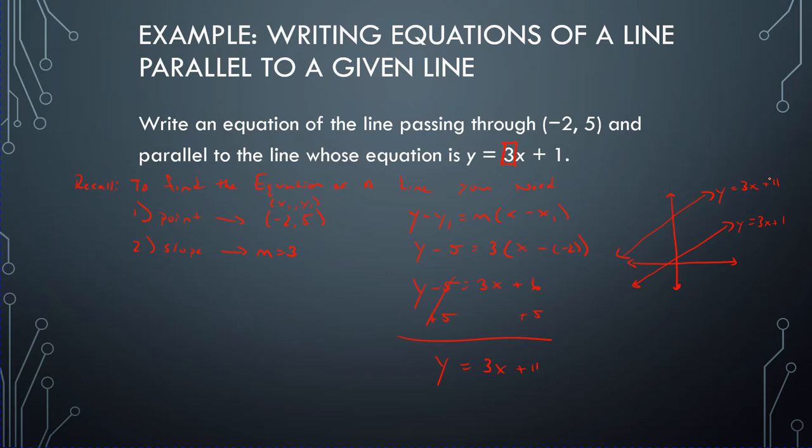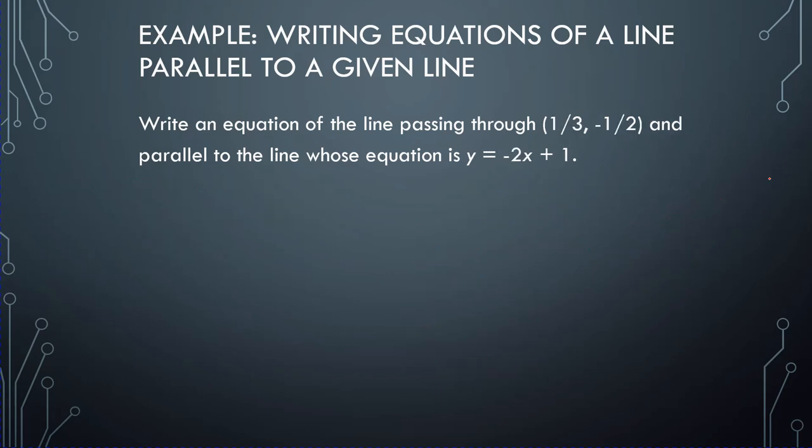All right, let's do another one. This one's got fractions. Write an equation of a line that passes through the point 1/3, negative 1/2, and is parallel to the line whose equation is y equals negative 2x plus 1.